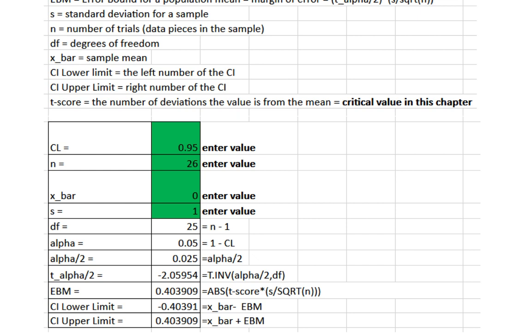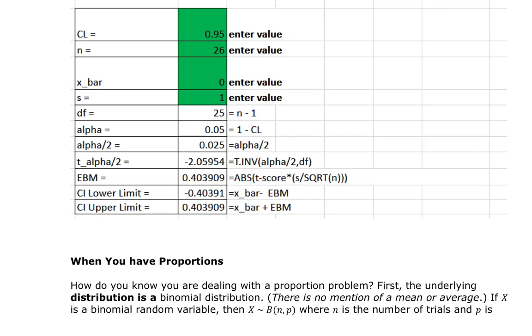And so I'm going to use a t distribution, which means I need degrees of freedom. Confidence level, my n, my x bar, my s. My degrees of freedom is going to be 26 minus 1. Here's my alpha divided by 2. Now I use T.INV. I'll need the alpha divided by 2. This is not taking the alpha and dividing by 2. This is taking this cell, which is alpha divided by 2, and then the degrees of freedom. Then I take, of course, the absolute value of the t-score, multiply by s, divided by the square root of n, and then I have my error bound for either one.